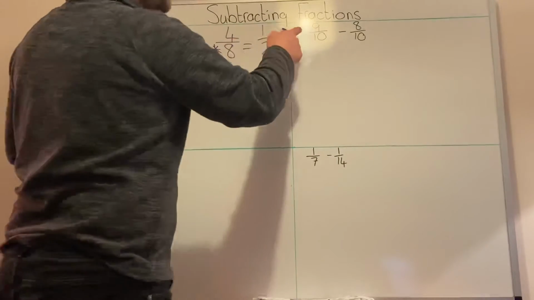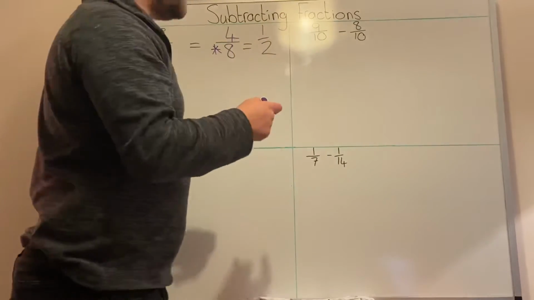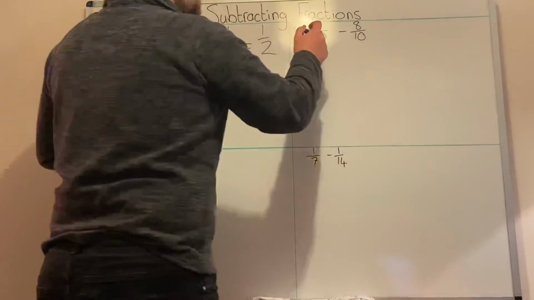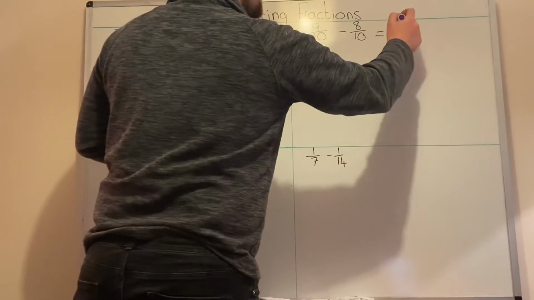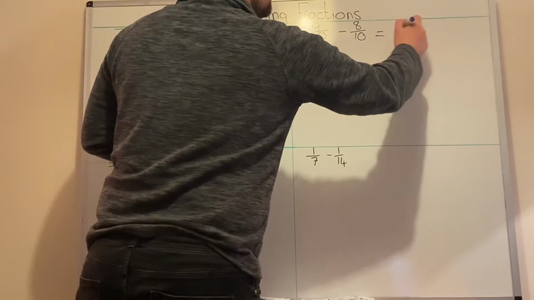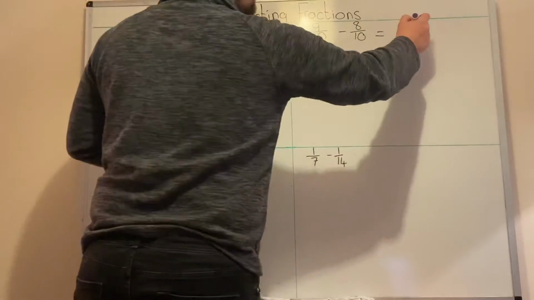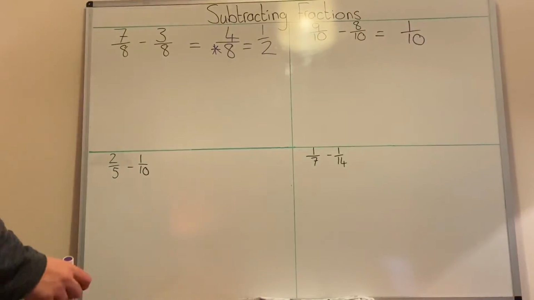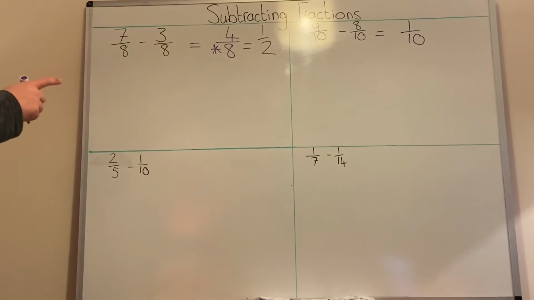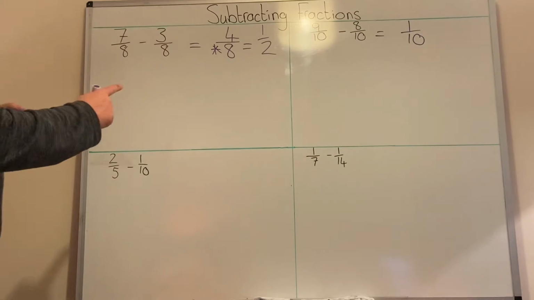The second one then, 9/10 minus 8/10. Okay, the denominators are already the same, so we leave them the same. Okay, 9 minus 8 is 1. It's 1 over 10. Nice and simple. You should be okay on that. The ones that are going to cause the problem, I think, are going to be these bottom two.